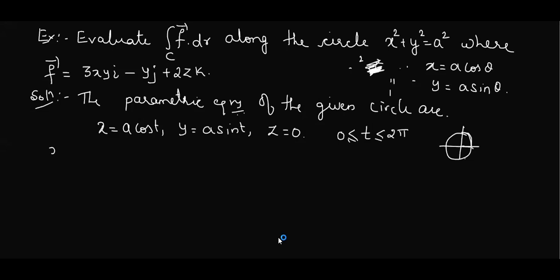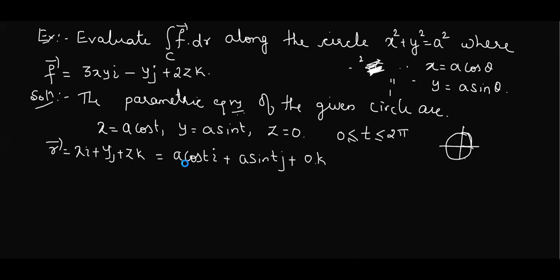So now write what is R? What is the standard format for R? The position vector we have taken, R, is xi plus yj plus zk. Please attempt. So now substitute the values of x, y, z. x is a cos t, so it is xi. y is a sin t, yj. And this is 0k. Yeah, this is my R.